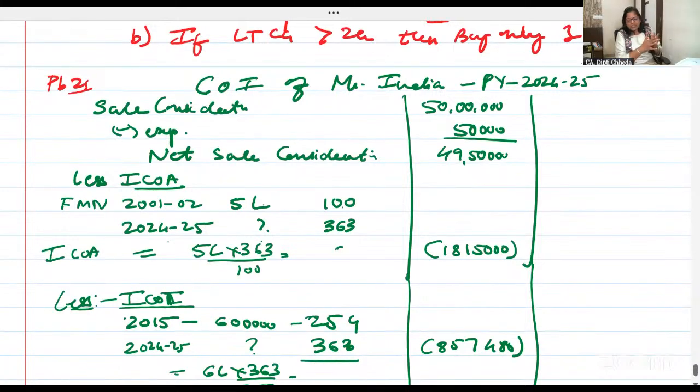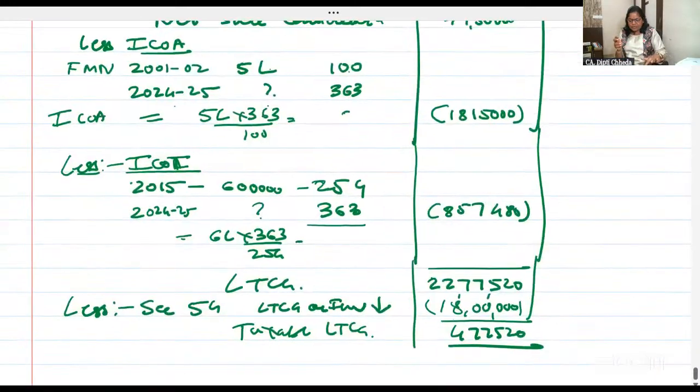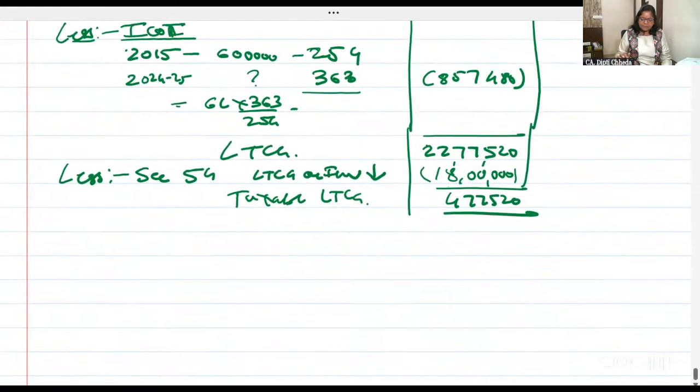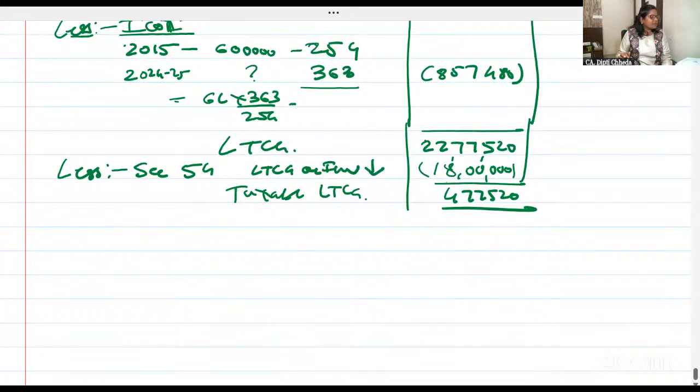Sale consideration, less expenses, less indexed cost, you get capital gain. And now the exemption is investment in new house or capital gain, whichever is lower, and investment should be done within the time limit. So they have sold the house, and in December 24 only they have purchased. Hai na? So purchase within 2 years, yes, it will be eligible. Okay. That's all for this exemption.